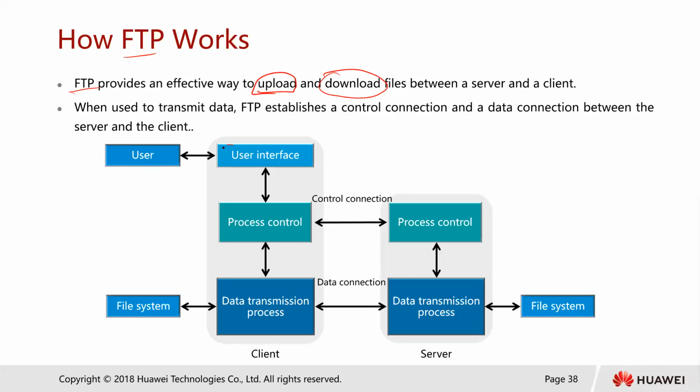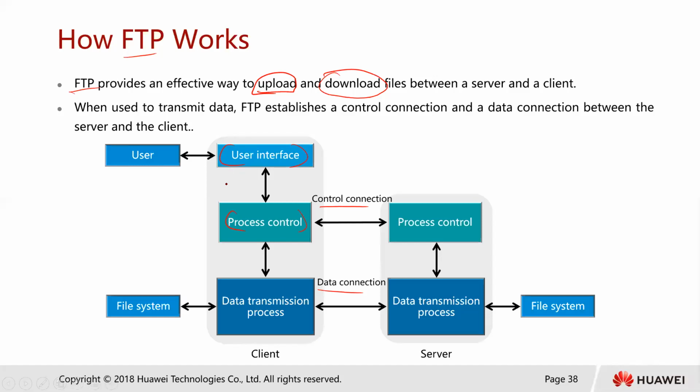So a user comes to the user interface, clicks on the icon for attachment, and goes ahead to upload the files. So what happens? It's going to process the control, and then it's going to establish a control connection. It's also going to establish a data connection, and the data transmission will take place. So the process control works together with the data transmission process to access a file system and also to make sure the file is sent back to the end user. So FTP is used to transfer files, and we already said that two TCP connections are used.